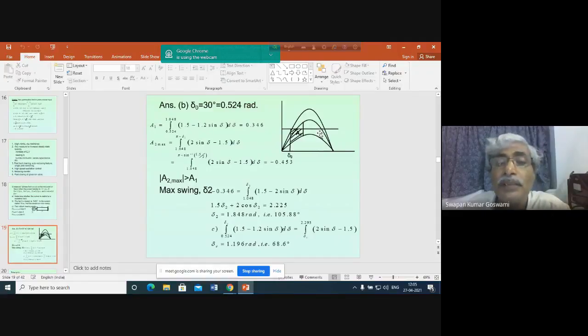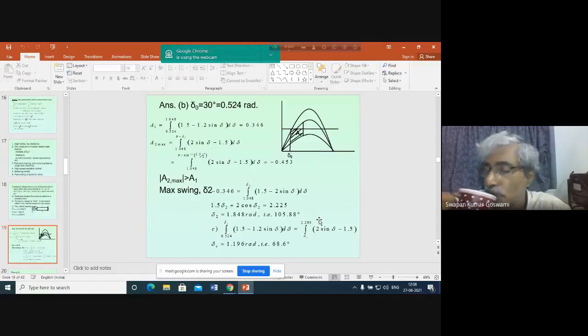This is not difficult, because this angle is now variable. Say it is delta C, which is variable. So now you integrate 1.5 minus 1.2 sine delta from this angle to this angle, say delta C. And this is the accelerating area. What will be the decelerating area? The accelerating area we want to be just equal to the available decelerating area. So it is delta C to 2.293.